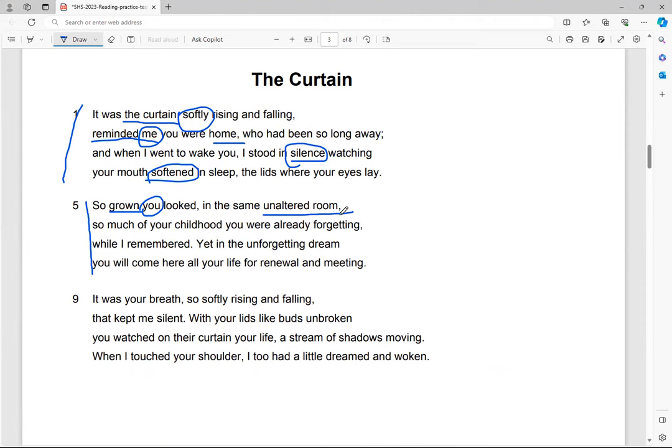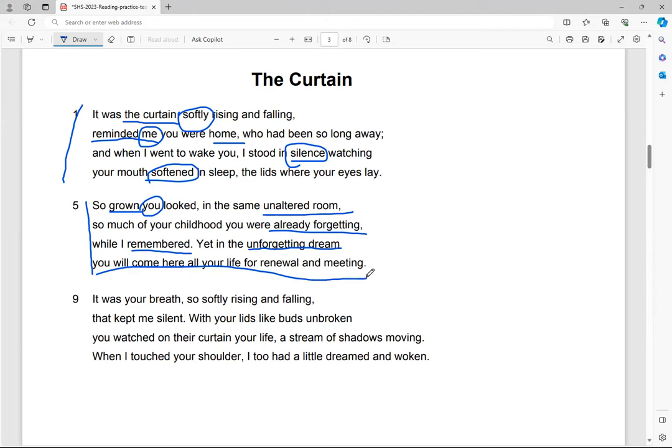So much of your childhood you were already forgetting. The sleeper is forgetting their childhood while I remembered. So the narrator still remembers the sleeper's childhood, whereas the sleeper is forgetting. Yet in the unforgetting dream. But the dream, the sleeper's dreams are unforgetting. You will come here all your life for renewal and meeting. So it seems like when the sleeper dreams, they will remember, they will come back to this room.